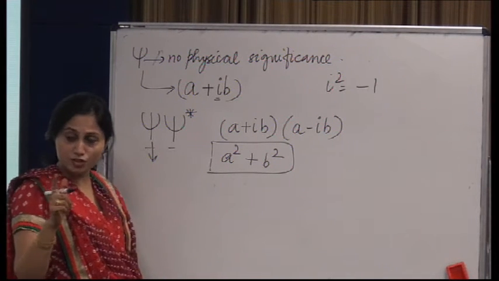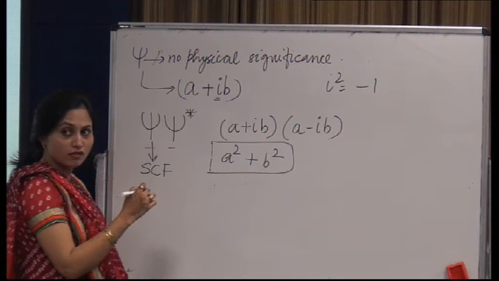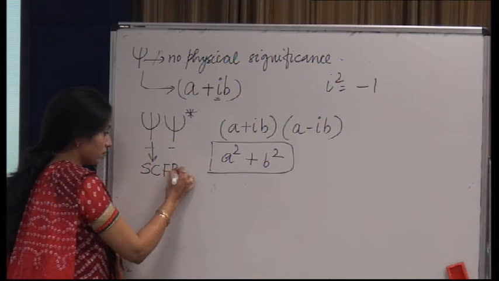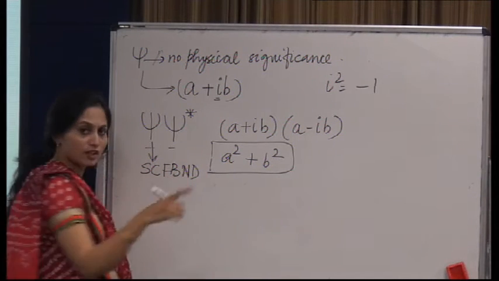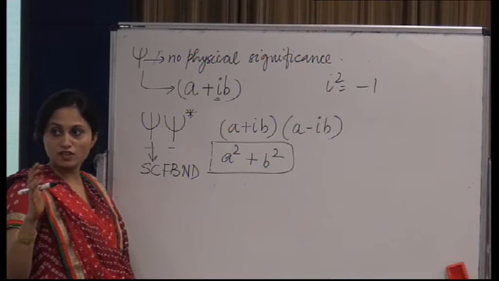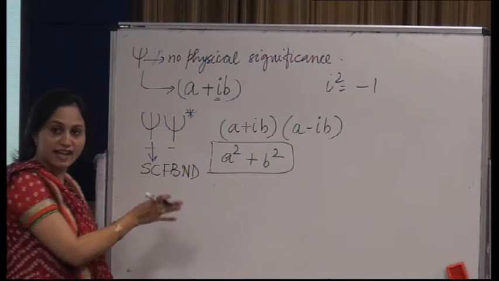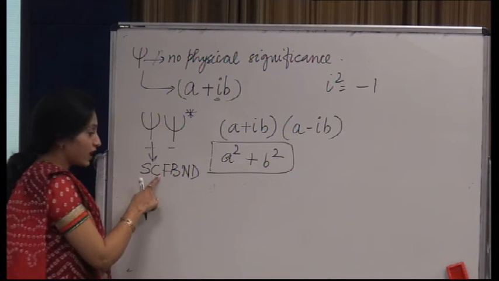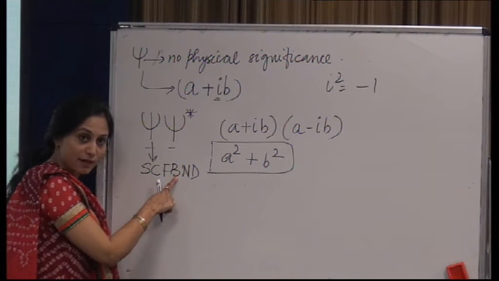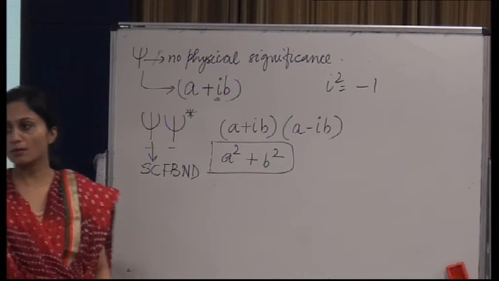What were the conditions? Louder. S, C, F, B, N, D. We met last week only, right? Please keep oiling your mind. It has got rusted a little. What is it? SCF, BND. Single valued, continuous, finite, must satisfy boundary conditions, normalizable, doubly differentiable. I did it last time, I'm not doing it again.